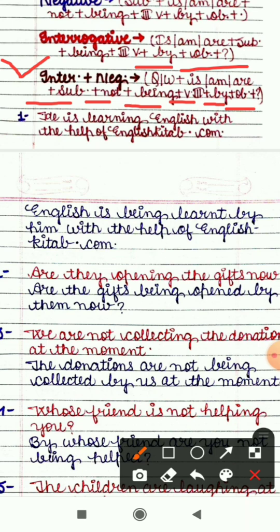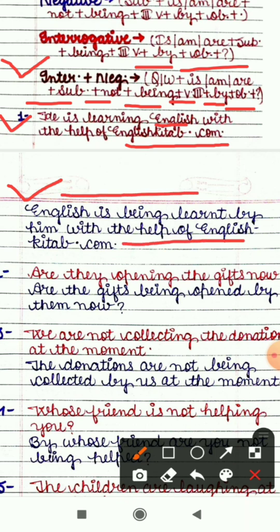Now let's see the sentences. The first sentence is: he is learning English with the help of EnglishKitab.com. Here what is the subject? The subject is he because he is doing the action, and what is the object? What is he learning? English. So English will be the object. That means our new subject will be English, which is singular, and according to it we have to use is. So we have written: English is being learnt by him with the help of EnglishKitab.com. The objective case of he is him.